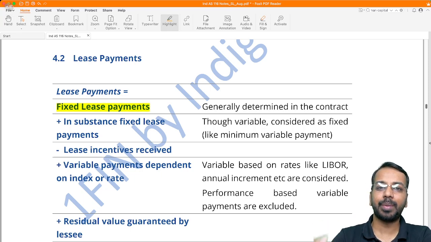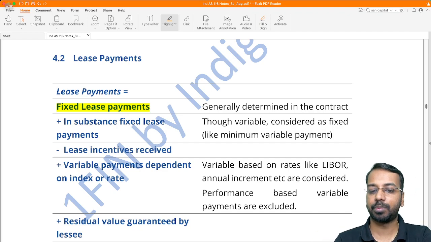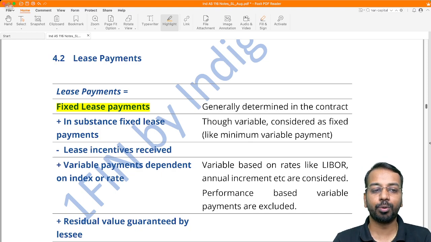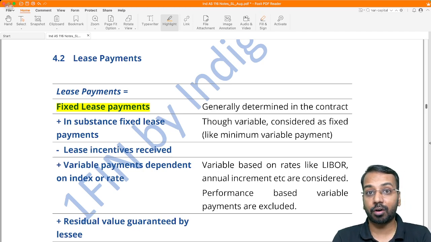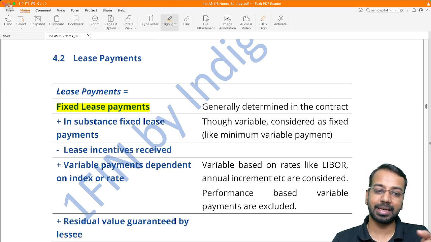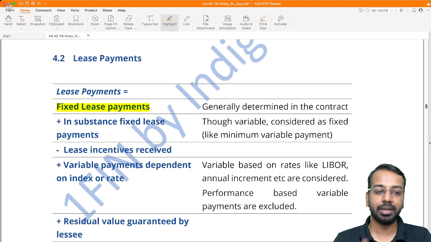That is, I will pay 10,000 rupees per year as rent. I will pay 50,000 rupees per month as rent. Whatever is the fixed amount given, and this will be given in the question, that will be included in the lease payment. Now, sir, who has to make this lease payment? We are talking from the point of view of the lessee. So, the lessee will make these lease payments. So, fixed lease payments given in the contract will be included.